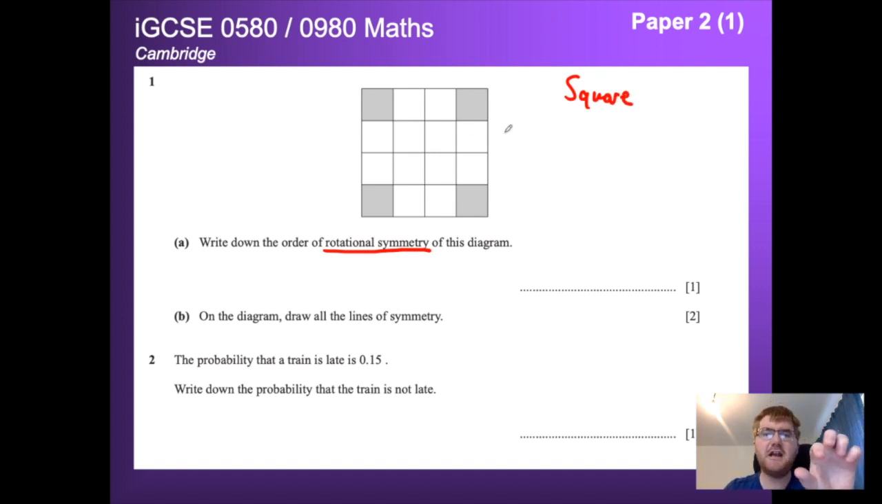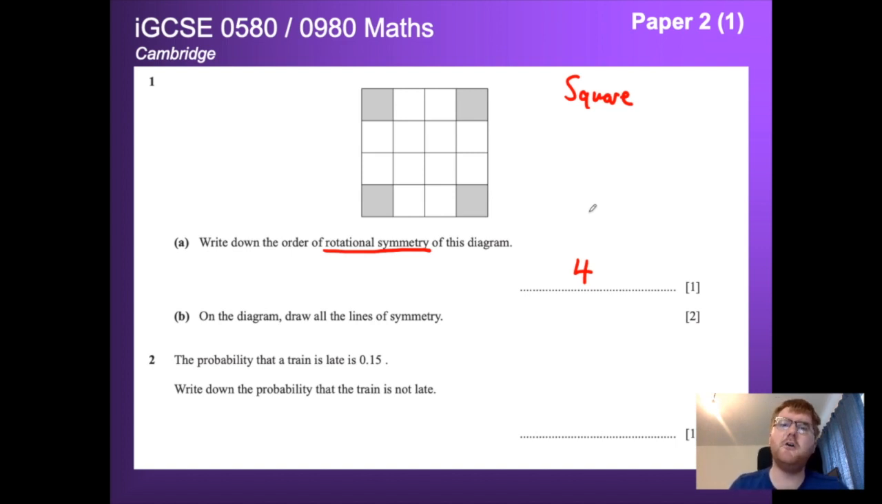If we turn the shape, try and visualize this in your mind, we can turn it once, twice, 3 times, and then 4 times back to its original shape. So for our order of rotational symmetry, how many times does it look the same? Once, twice, 3 times, 4 times. So our answer is going to be 4. If you find that concept confusing, please do check out the video above where I go through rotational and line symmetry as well.